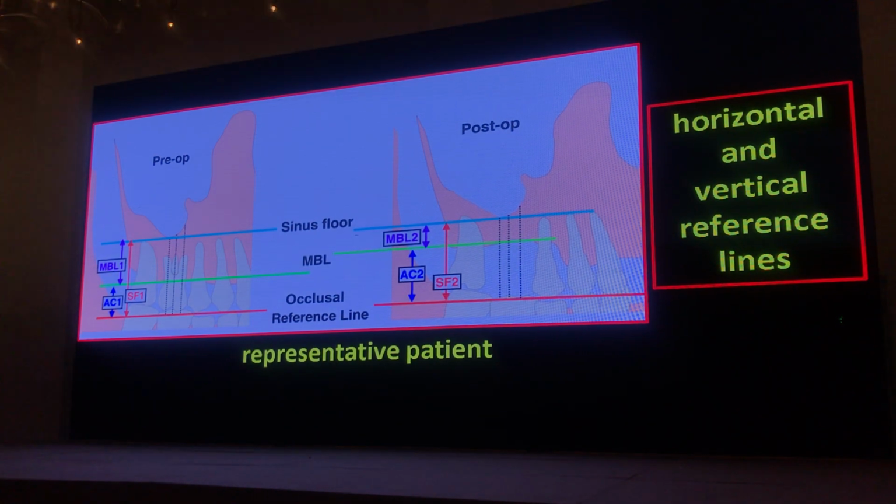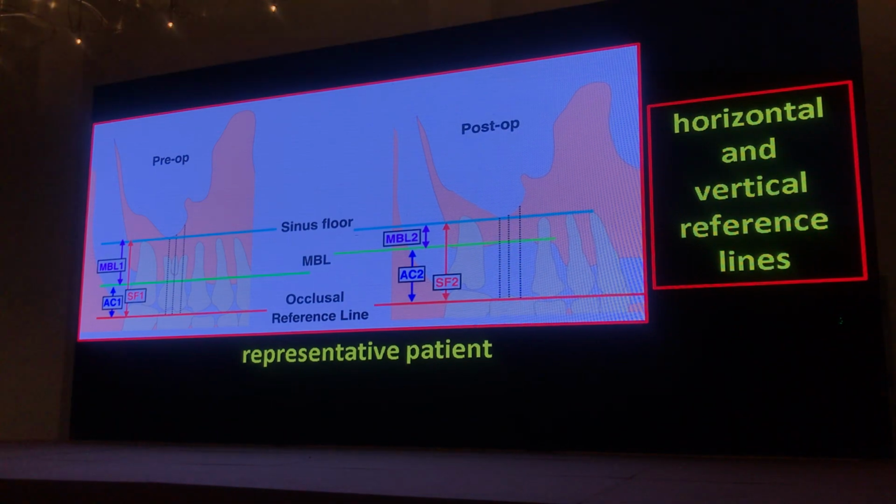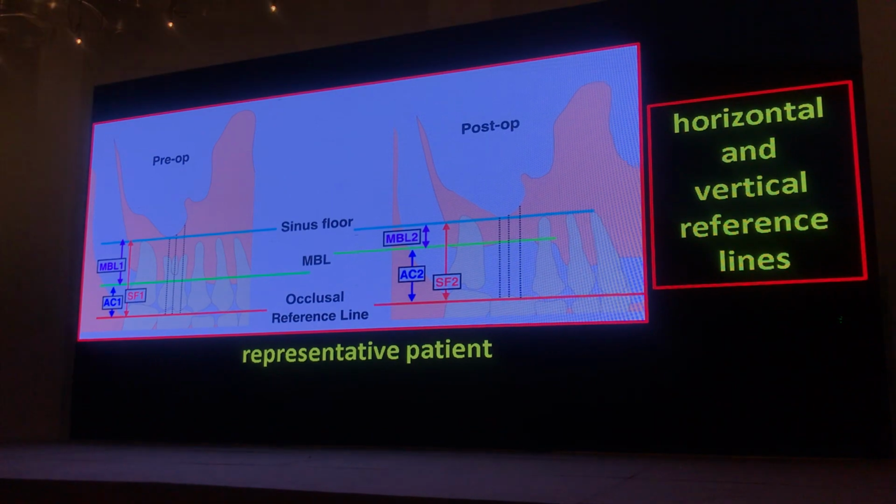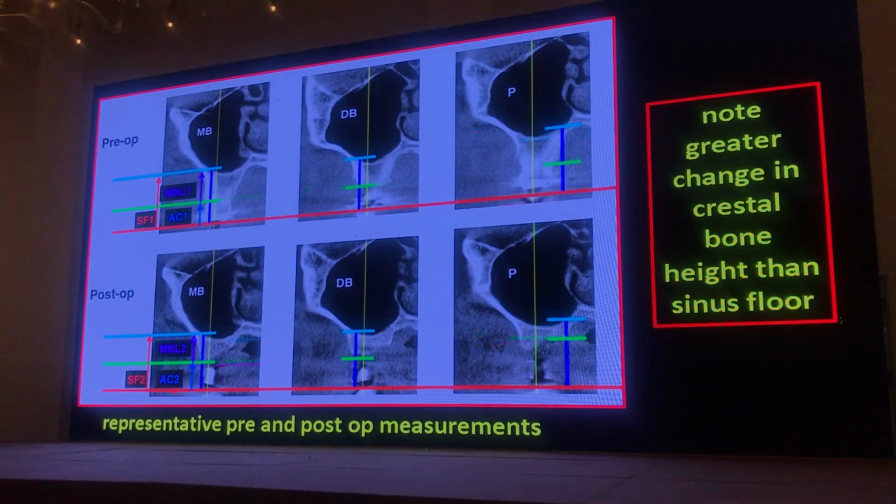So we're saying that, oh, the sinus pneumatized and took away that bone. That's not what happened here. What happened here is there was loss of bone at the crest following the extraction. And that's why when you look at the radiograph, there's less bone. Not because the sinus got bigger, it's that the crest got smaller. It's a difference, okay? And we looked at that in a whole bunch of patients and took measurements as to where the bone was lost.